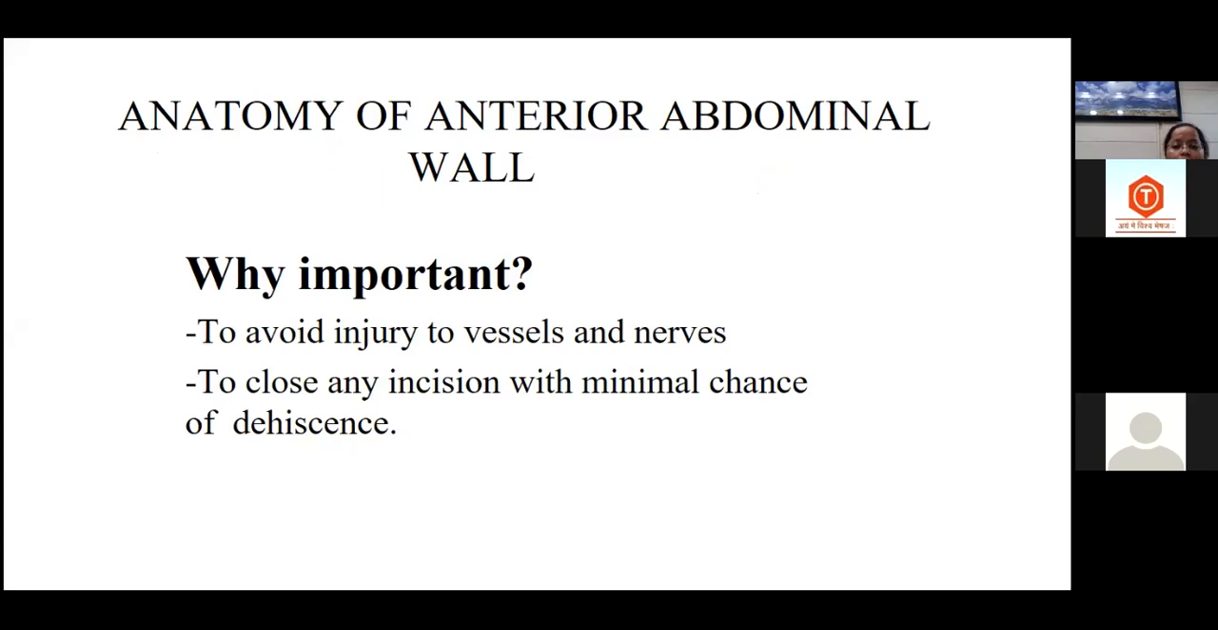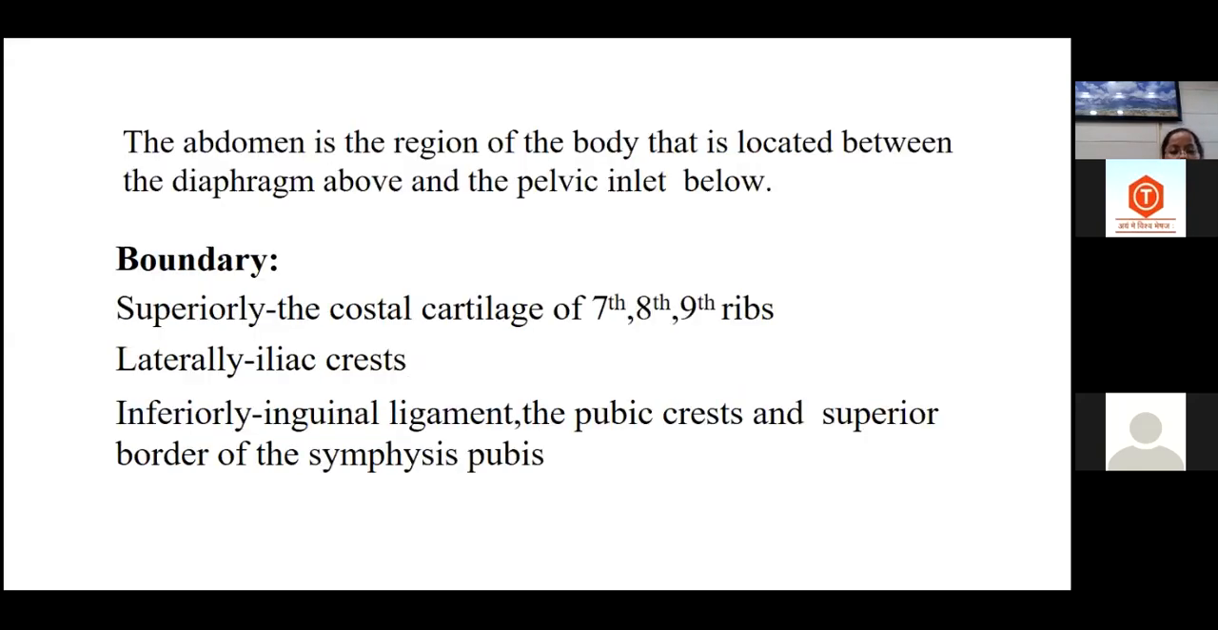If we know the anatomy of the interior abdominal wall perfectly, we can avoid injuries to vessels and nerves, and also we can close any incision with minimal chance of dehiscence. The abdomen is a region of the body that is located between the diaphragm above and the pelvic inlet below.